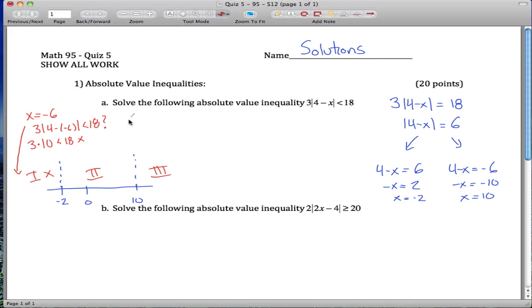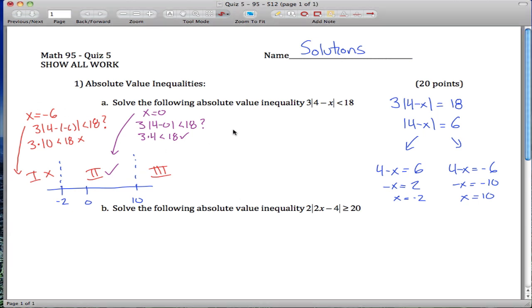In this next region here, choose a number, maybe 0. So our question is, is 3 times the absolute value of 4 minus 0 less than 18? Absolute value of 4 minus 0 is absolute value of 4, which is 4. 3 times 4 is 12, which in fact is less than 18. So those are in our solution set.